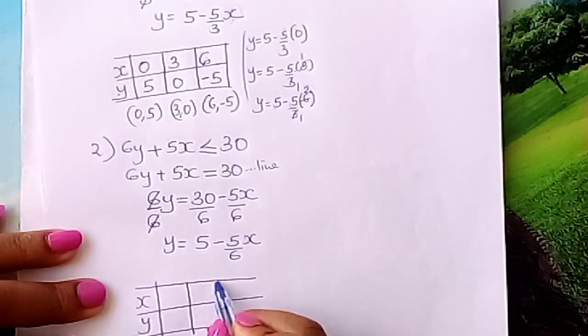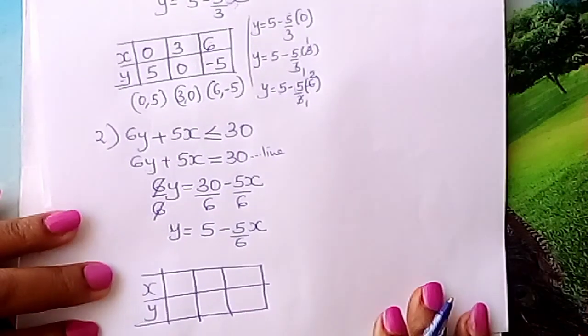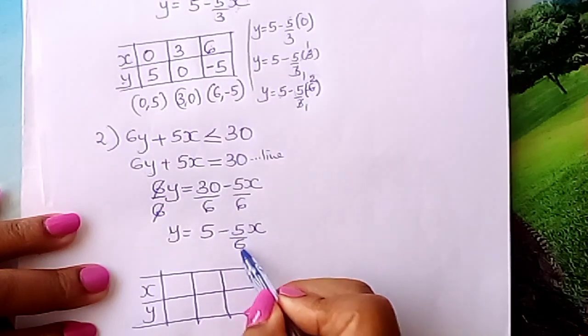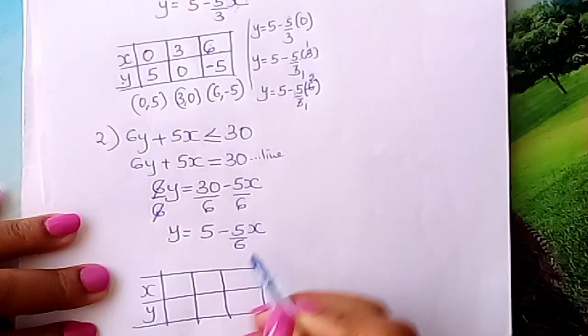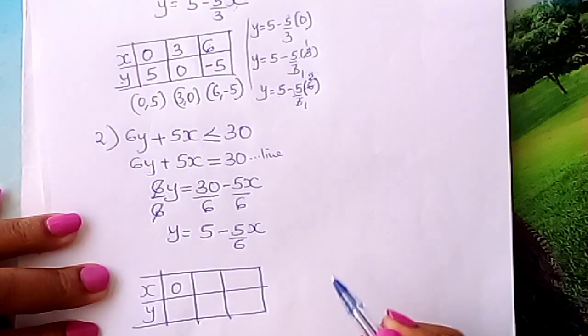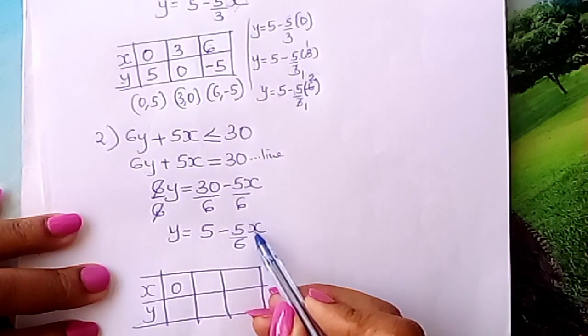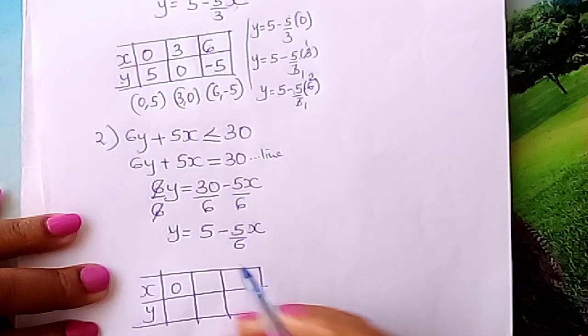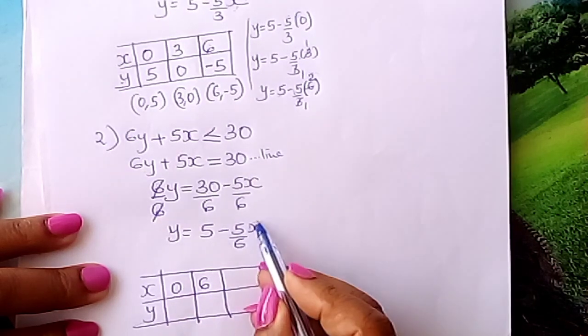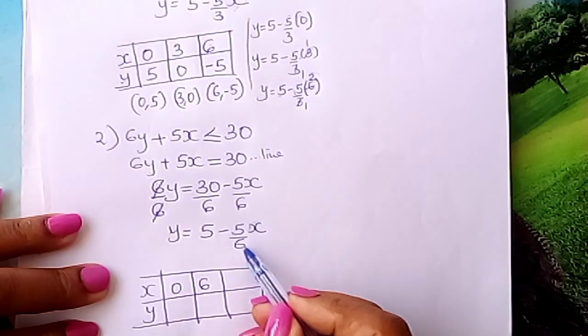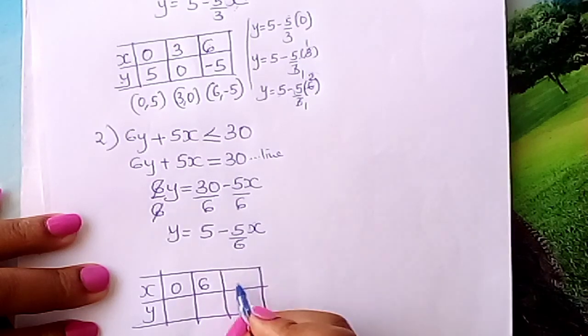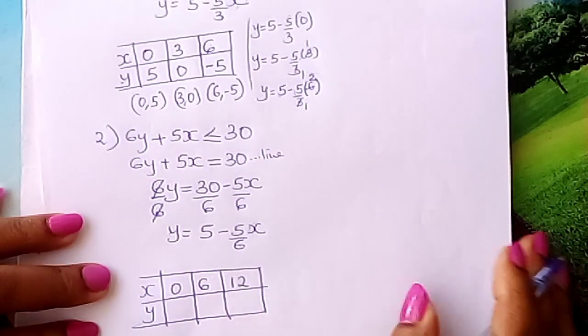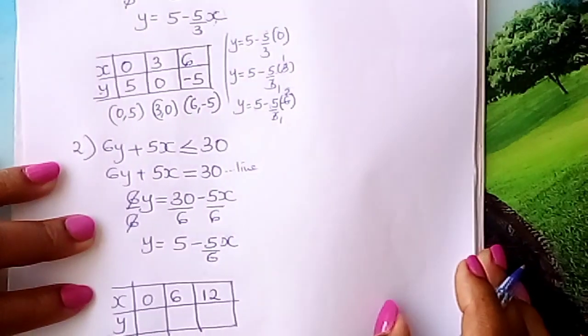So you put a table, you can pick 3 values of x. Suitable values again because of this denominator. We start with 0 so that we get whole number values of y. Go to 6, fix a 6 here so that you have no decimals. The 6 will cancel out with 6. Then pick a multiple of 6, which is 12, to give you whole number values of y.